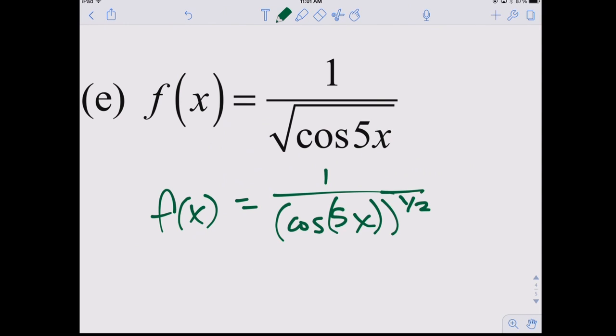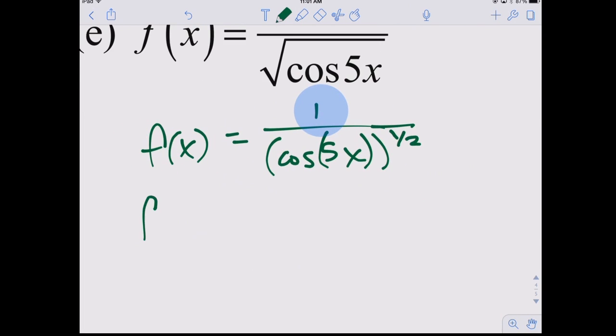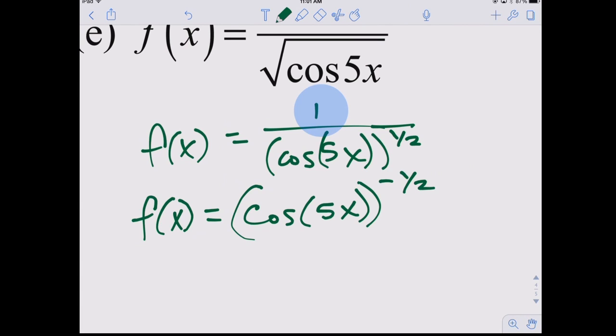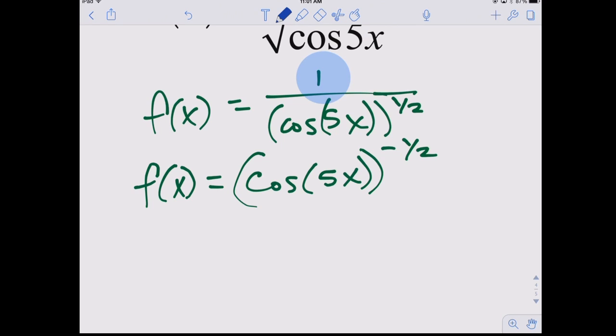The quotient rule. But because we have a constant in the top, d high is going to be 0. It's probably going to be a little bit more efficient to just bring it to the top and say it's cosine of 5x to the negative 1/2 power. And the chain rule is a little bit faster. But notice that's still just f of x. I haven't taken the derivative yet.